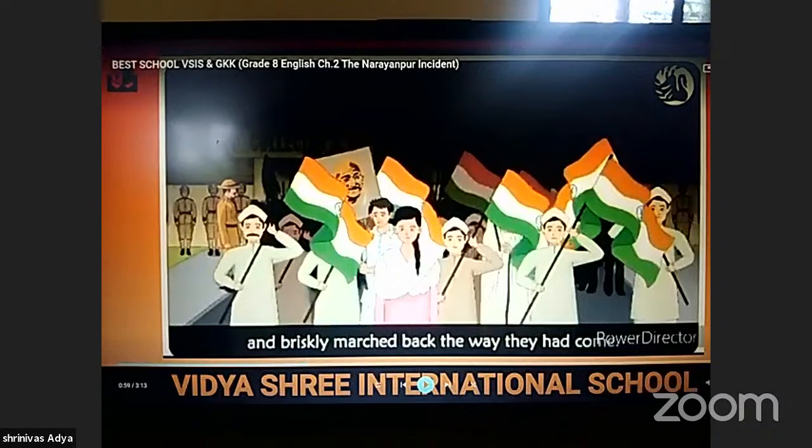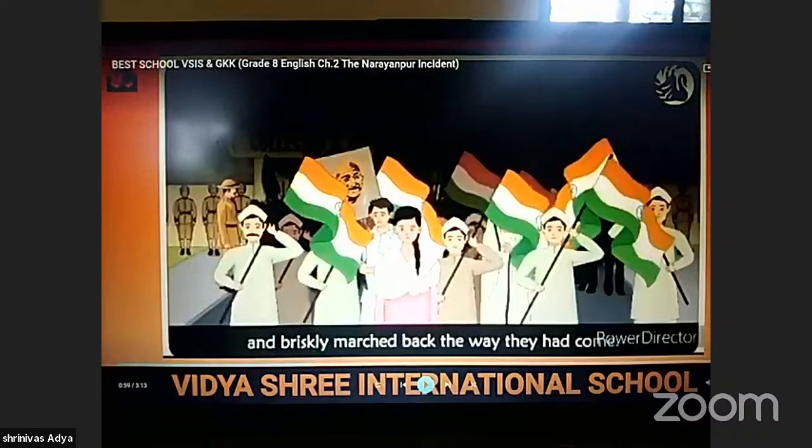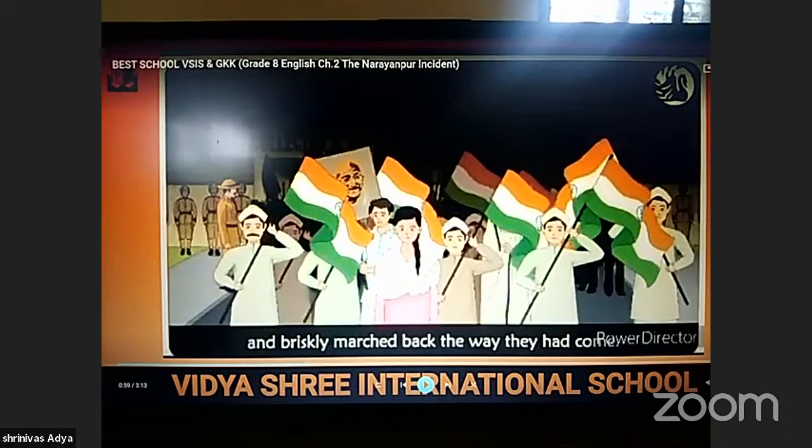Let me tell you everything very carefully, point-wise. Listen to me carefully. In 1942, in Narayanpur, this procession took place. Why was this procession taken? This procession was taken to oppose the arrest of a school teacher. That school teacher was Mohan's father. The British had arrested him, and that teacher was a Gandhian. So to protest that arrest, Mohan and his friends had taken this protest march.